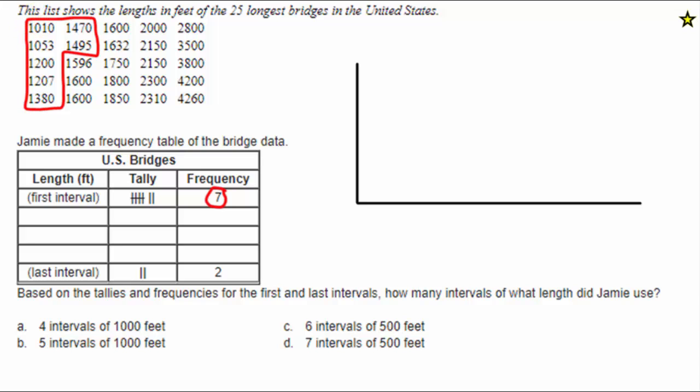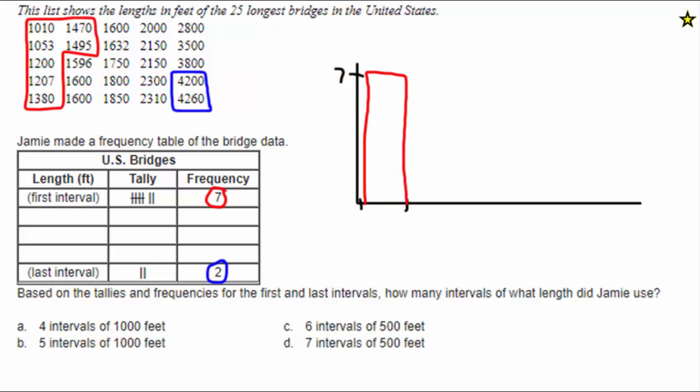And then the last interval has 2 pieces of data. So working from the end of the data, these 2 data points are in that final interval. In a histogram, what this would look like is we would have a first interval here, and it would go up to a frequency of 7. So that would be a bar that goes up to 7.